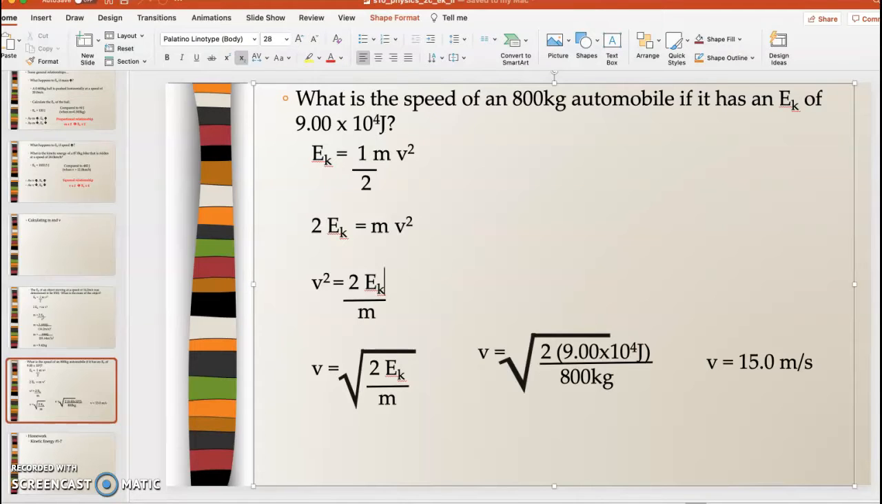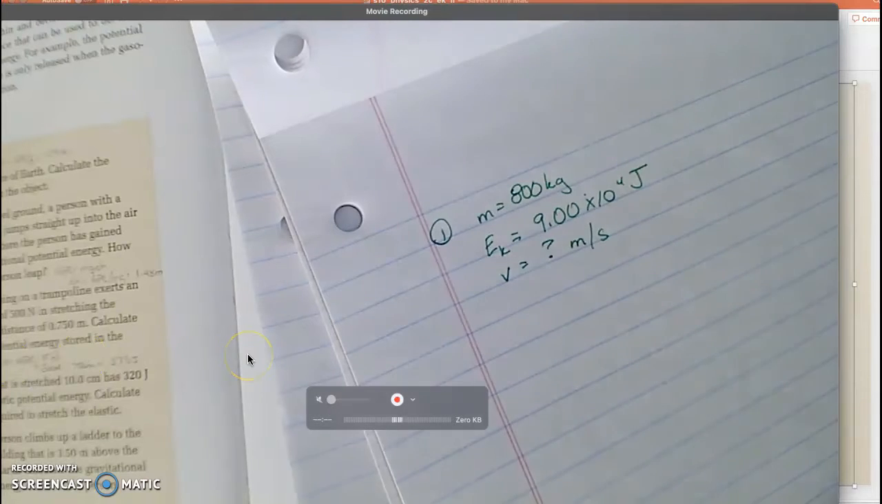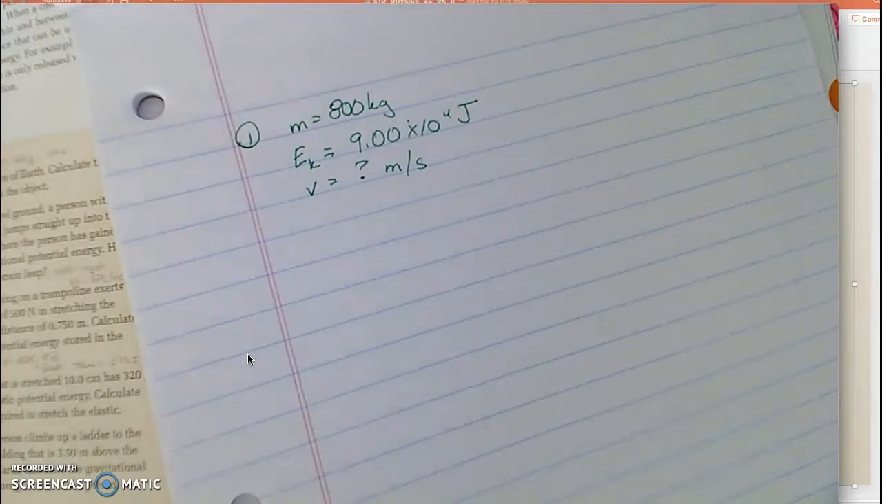list your variables. Okay, so I've got a mass, which is 800 kilograms. I have a kinetic energy, which is 9 times 10 to the 4 joules. And it's asking me for speed, and that's going to be in meters per second. That's all I need for kinetic energy. Okay, so let's do it without looking at the answers, and we'll come back and see if we did it right. So mass, kinetic energy, speed.